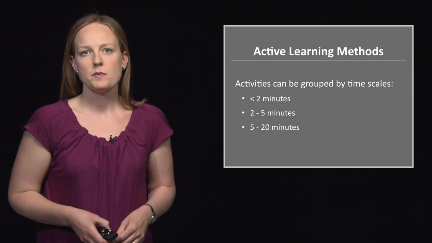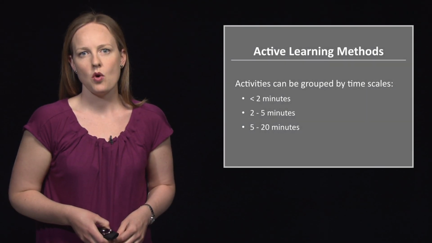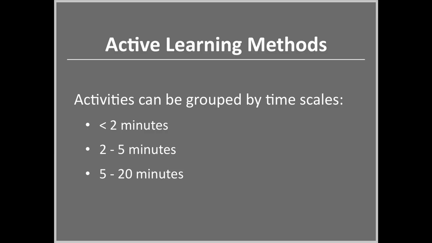Now we're going to talk about specific active learning methods that can be incorporated into your own classroom. These methods have been grouped into 3 categories based on the amount of time they will take during your lesson. There are activities that will take less than 2 minutes of class time, those that will take between 2 and 5 minutes, and those that will take between 5 and 20 minutes of classroom time.